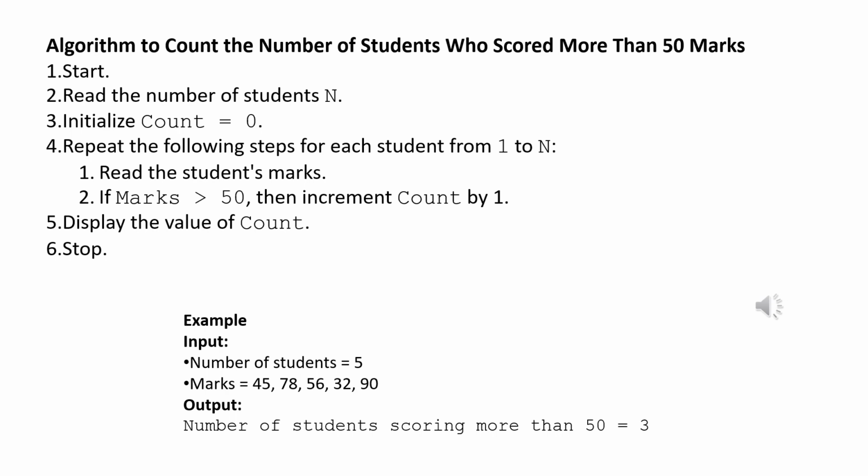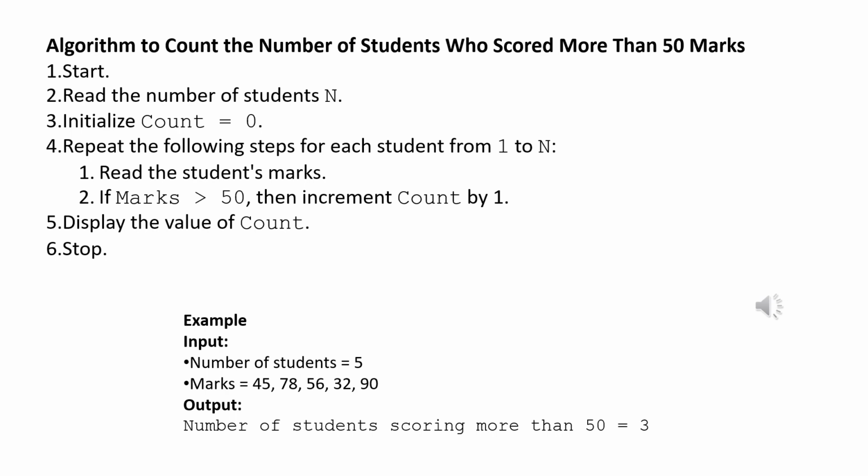Fourth step, repeat the following steps for each student from 1 to n. Read the student's marks. If the marks are greater than 50, increment the count by 1. Then display the value of count. Finally, stop the algorithm. In the given example, the number of students is 5.